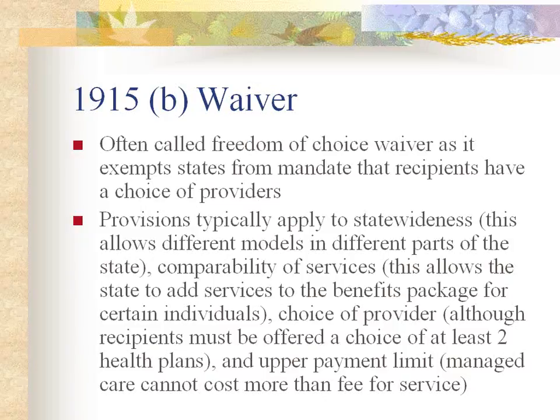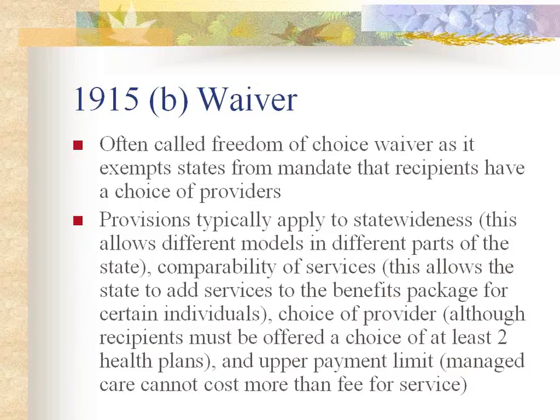The second is waiving comparability of services. And this allows the state to add services to the benefits package for certain individuals. You can't take away any services, but you can add. So for instance, if you're moving people into a managed care plan, maybe you'd like to add a case management component to that. And that managed care plan with the case management component only exists in San Francisco County. So that wouldn't be comparable throughout the state. You have to ask permission to waive the rule about that.